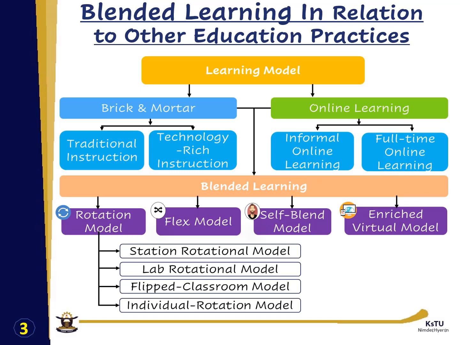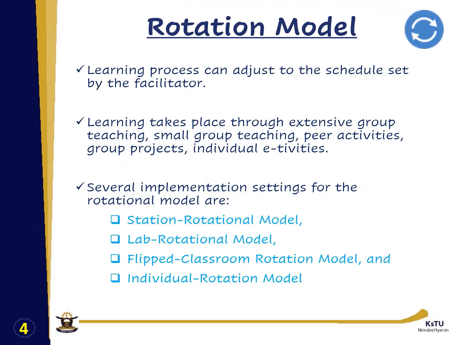Blended learning, however, has several models of implementation. For the purposes of this lesson, we would look at the rotation model, which consists of the station rotational model, the lab rotational model, the flipped classroom model, the individual rotation model. Then the next model would be the flex model, the self-blend model, and the enriched virtual model. Now let's move on to understand what these various models of blended learning are and how they are implemented. So let's start by looking at the rotation model.